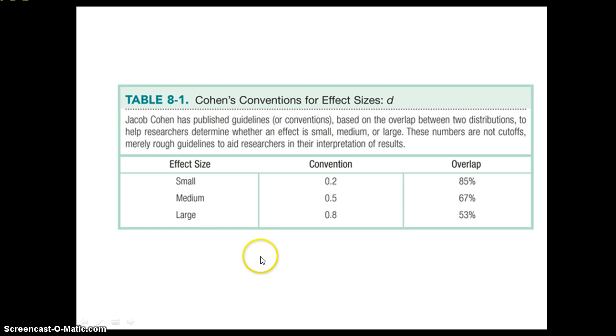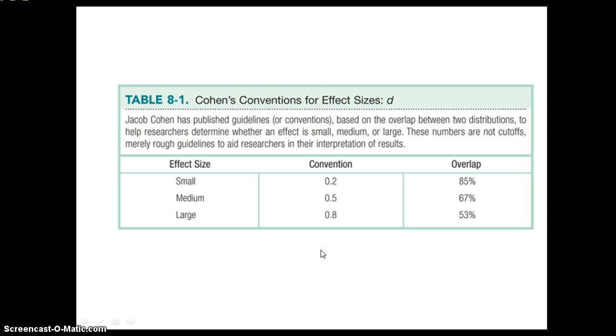Now, there's several different ways that we can interpret effect sizes. And again, Jacob Cohen, he's the guy who developed all of this stuff. And he came up with conventions for interpretation. He said a small effect is an effect that is 0.2. A medium effect is somewhere around 0.5. And a large effect is somewhere around 0.8.